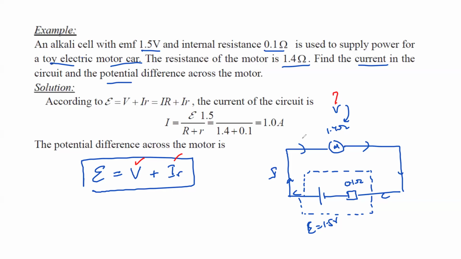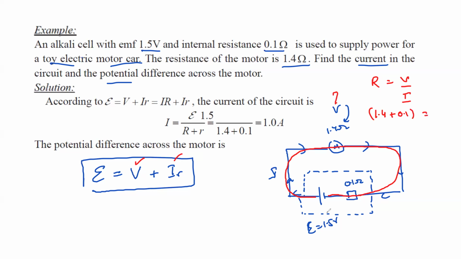Then what else can we use? We'll use Ohm's law, that resistance is the ratio between voltage and current. If we know the total resistance of the circuit and the total voltage, then we can find the total current in the circuit. So what is the total resistance? You can see how the two resistors, the motor and the internal resistor, are connected. They are connected in series, one way for the charges to move. So the total resistance will be, as they are in series, 1.4 plus 0.1, which is 1.5.